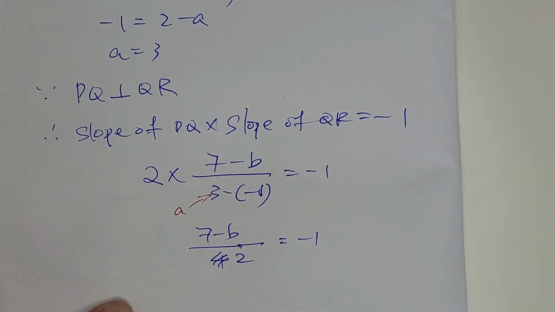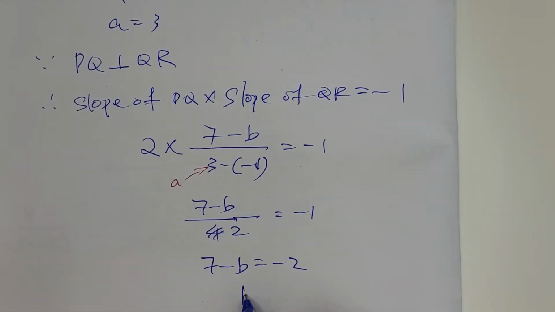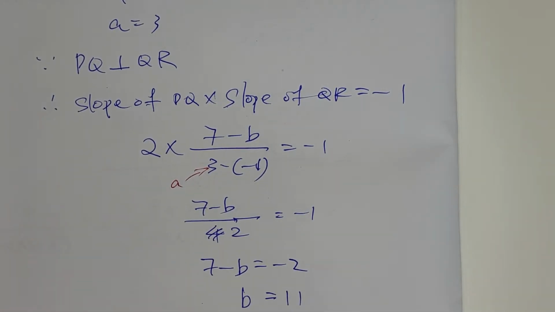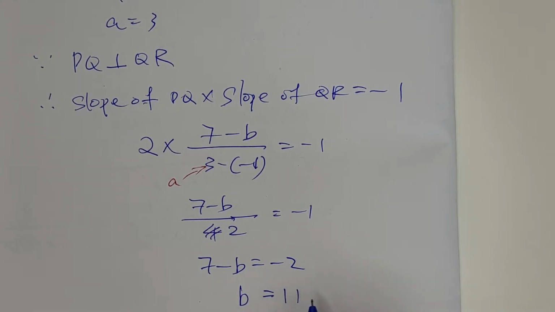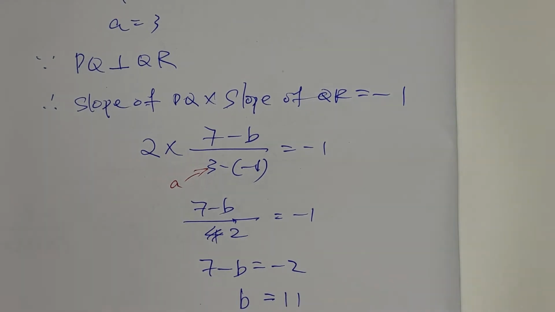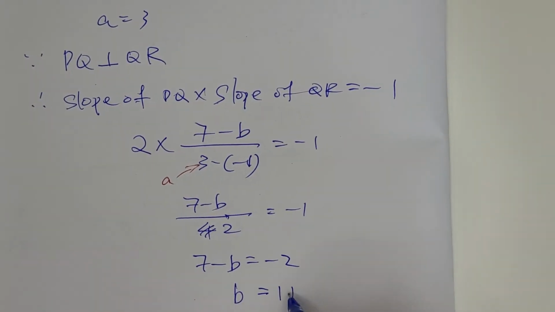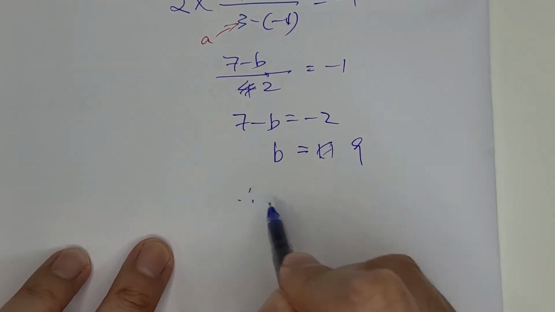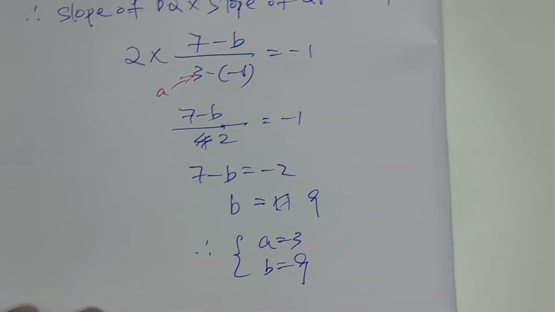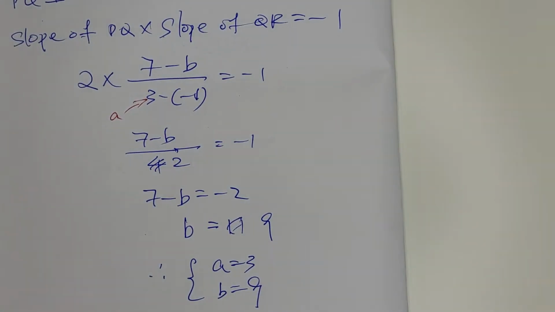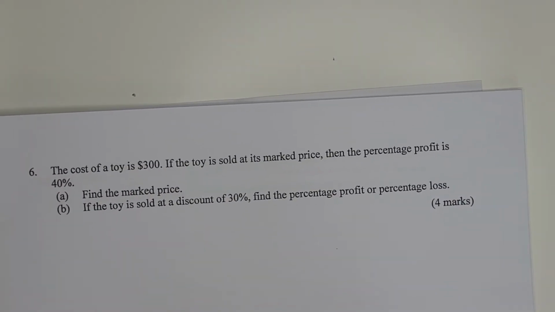Okay, so multiply 2 to another side, 7 minus B equals negative 2, and then you can get B equals 11. Okay, so, oh sorry, B should be 9. So therefore, A equals 3 and B equals 9. Okay, so that's the end of question number 5. And then go to question number 6.